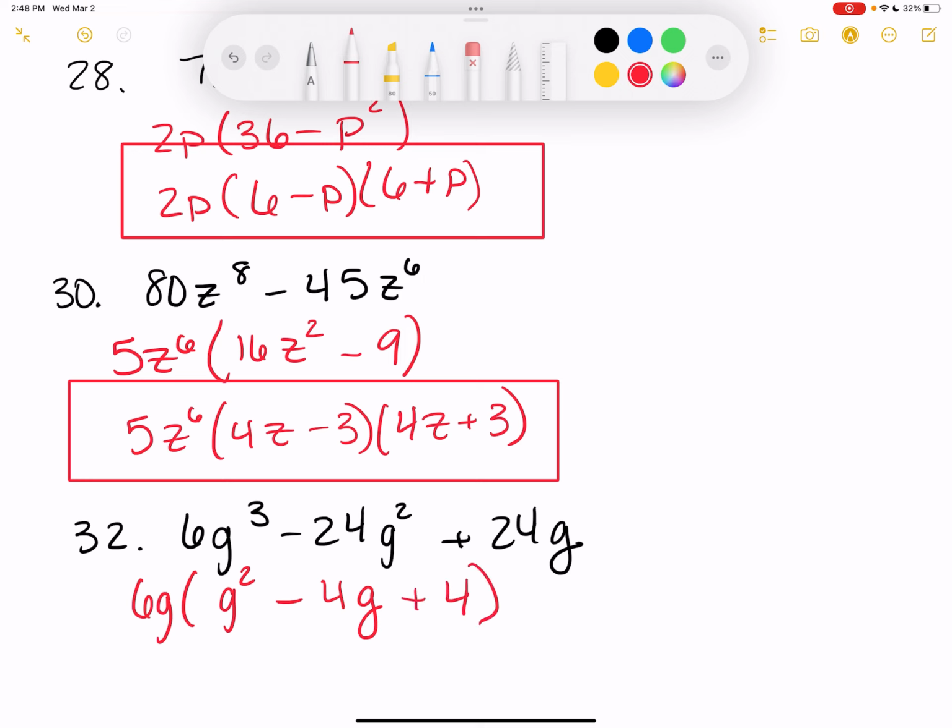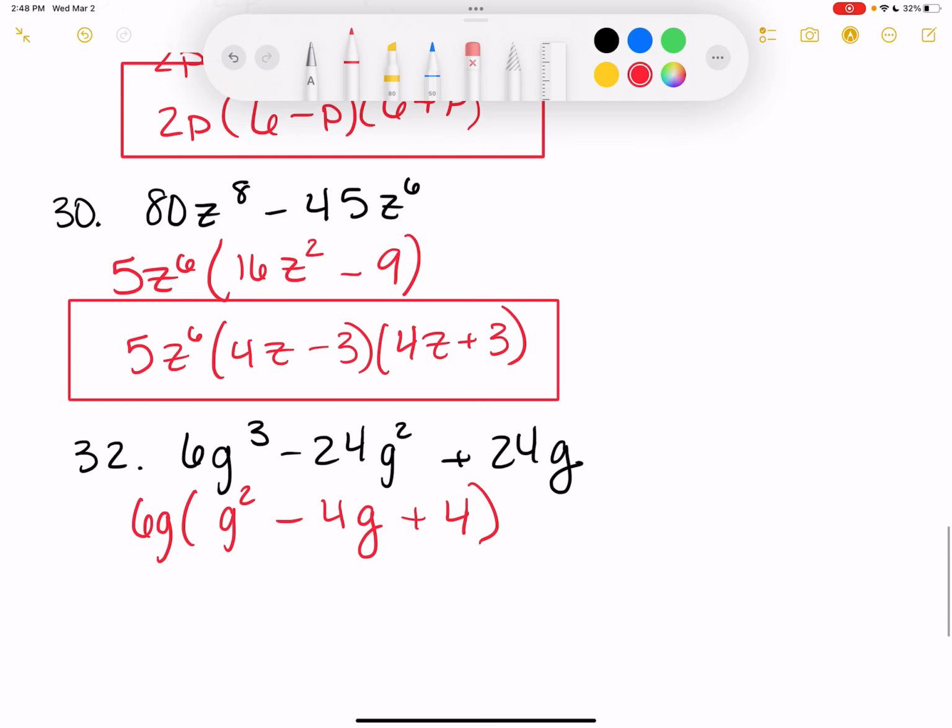I used to be obsessed with those. What is this? Perfect square trinomial. What does that factor into? Then that's just g minus 2. Wait, no, plus 2. Difference of squares.